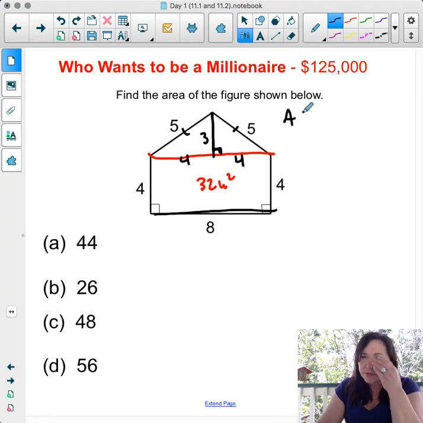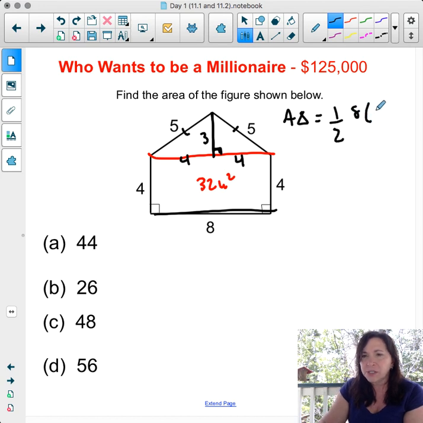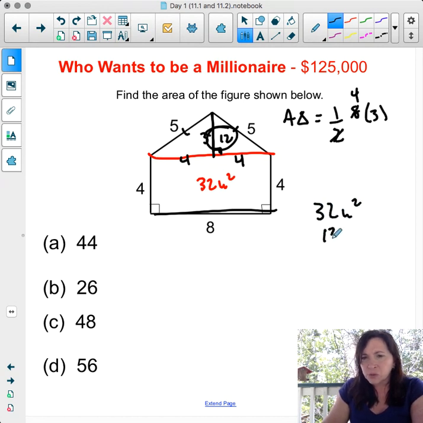So my area of this triangle is equal to 1/2 my base, which is 8, times my height, which is 3. So 1/2 of 8 is 4. 4 times 3 is 12. So the area of the triangle is 12. We have 32 units squared plus 12 units squared, and that makes 44 units squared.